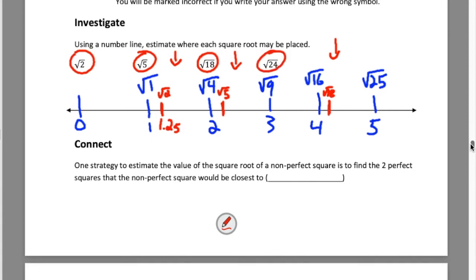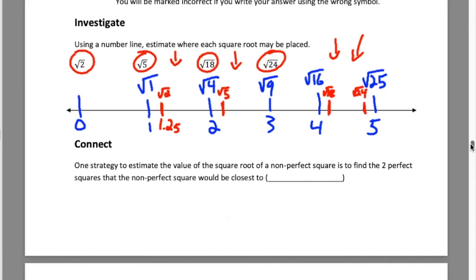The last one is the square root of 24. Well, that's going to stay left of the square root of 25. So it's also going to fall in this opening. And it's going to be nice and close to that 25 because it's just less than the square root of 25. So that's how we can use a number line and our knowledge of squares and perfect squares to estimate where each square root that isn't a perfect square might be placed.